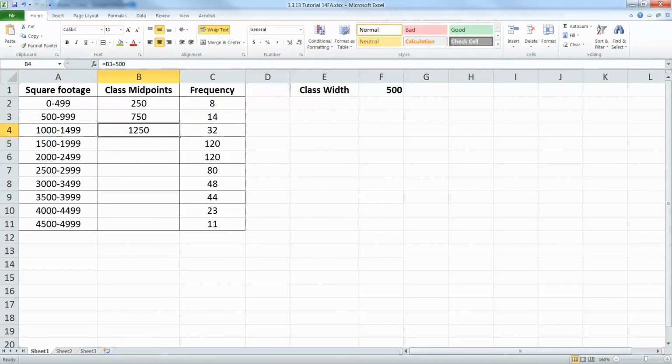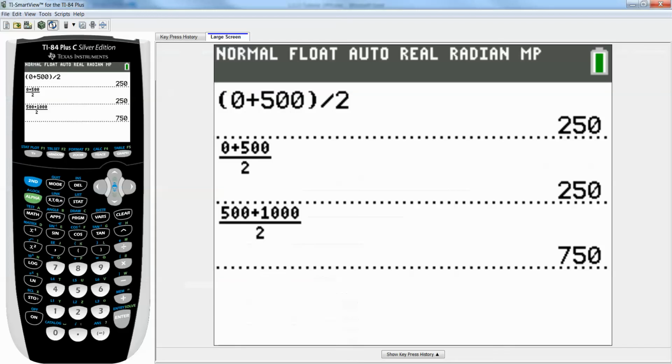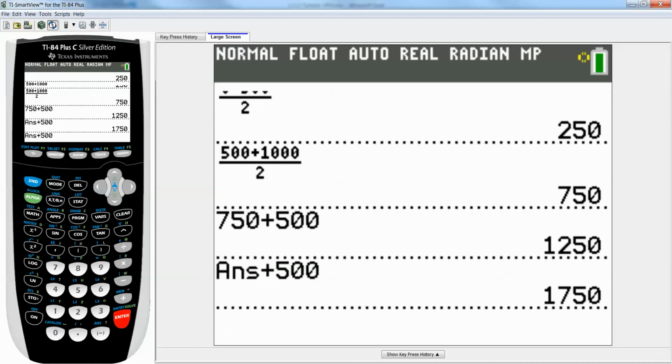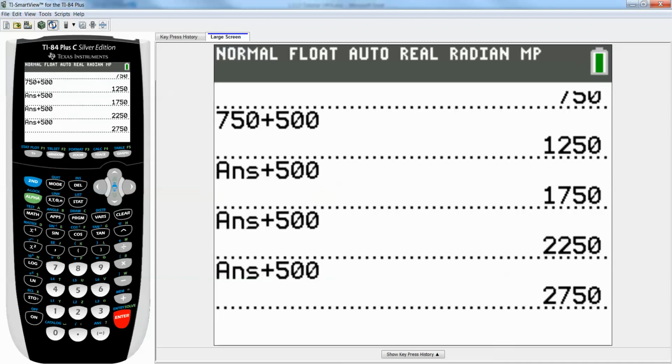You could just find 750 plus 500. You can use your calculator even. 750 plus 500. Plus 500 will be the next one. Enter. Plus 500, plus 500. You can see what's happening here, right? So it's going to keep finding all these numbers all the way until you don't need them anymore and you're past the point of your data set.